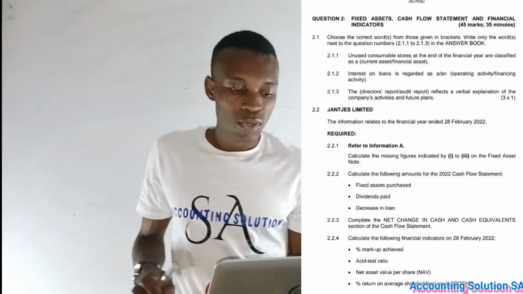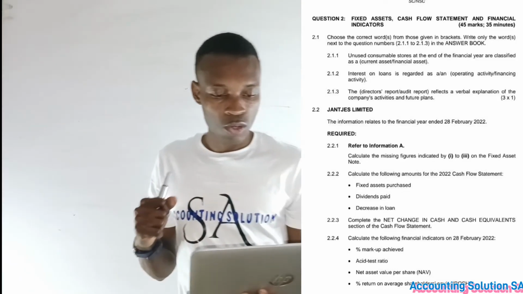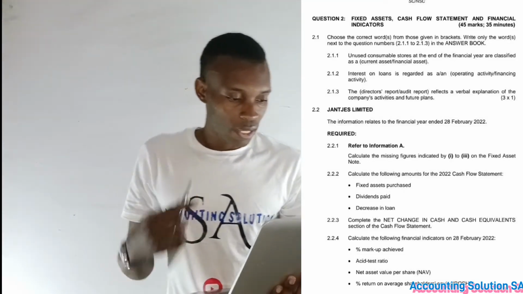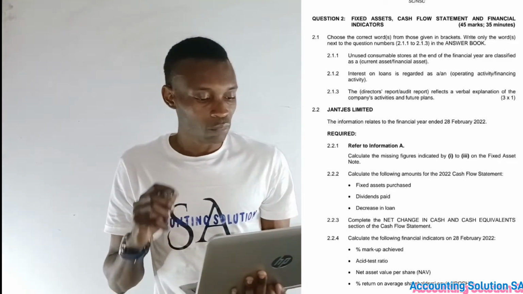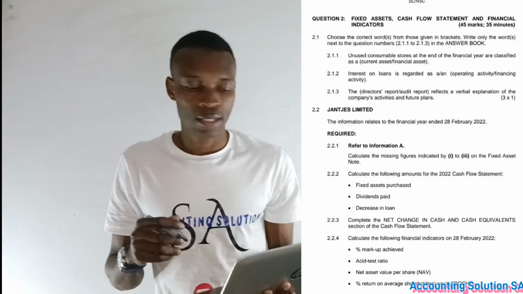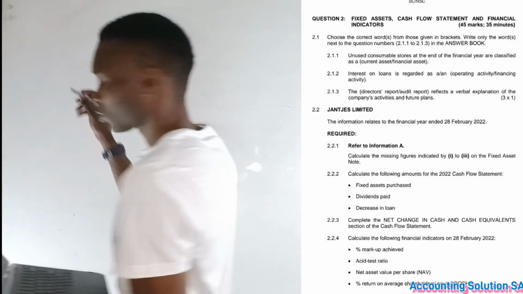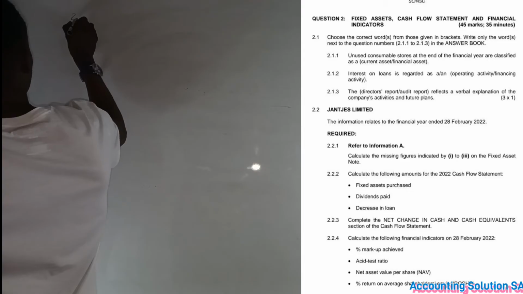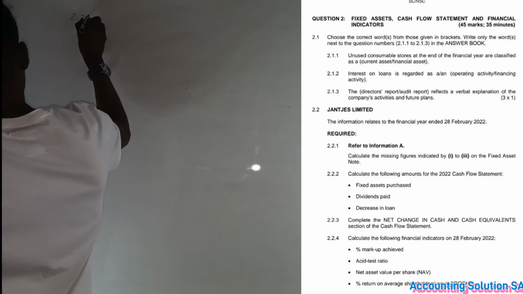We are going to 2.2.2. Calculate the following amount for the 2022 cash flow statement. Okay, number one, we have a fixed asset. They said we have to calculate the fixed asset purchased. Okay, 2.2.2.